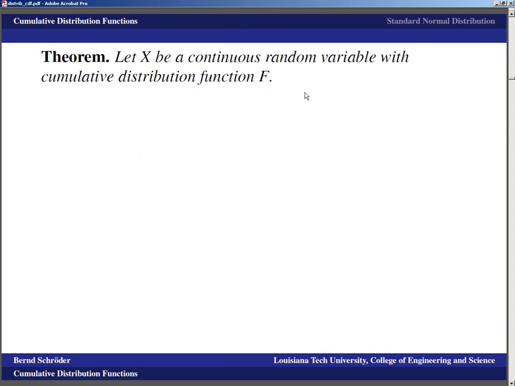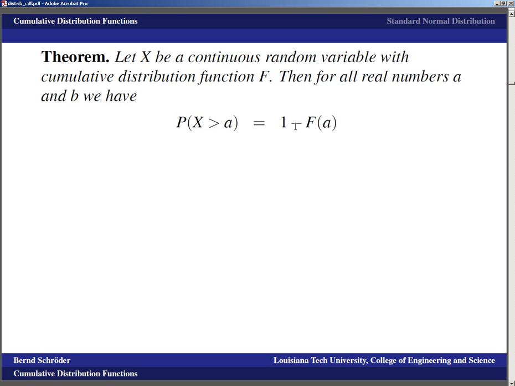Okay, so now let's take a look at a continuous random variable with cumulative distribution function capital F. For all real numbers a and b, we then have the following: the probability that the random variable is greater than a is 1 minus F of a, and the probability that the random variable is between a and b is F of b minus F of a.